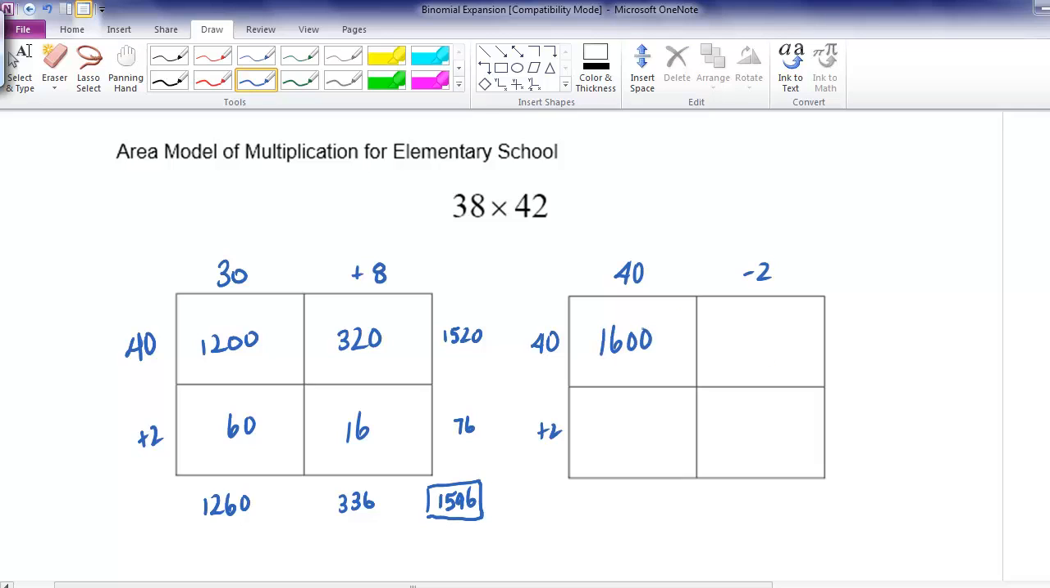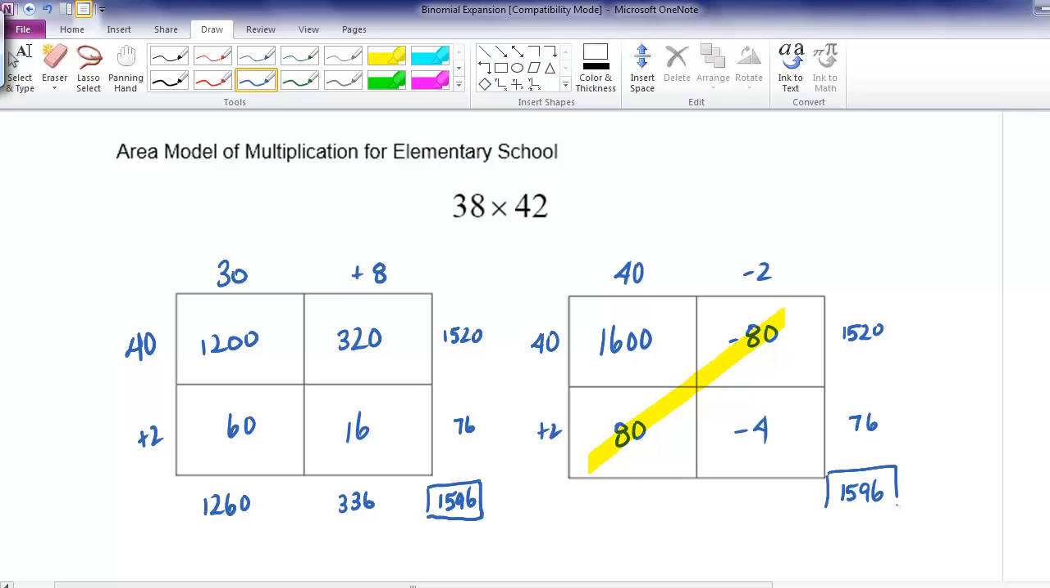In this case, 40 times 40 is 1,600. 40 times negative 2 is negative 80. Again, beware of your integer arithmetic. This is positive 80, and 2 times negative 2 is negative 4. In this example, what we should notice is that these cancel out, and I could quickly determine this is 1,600 minus 4, which is 1,596.